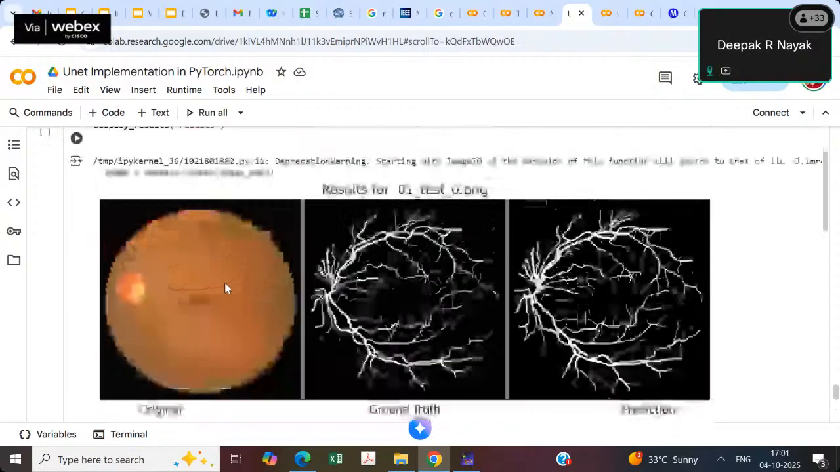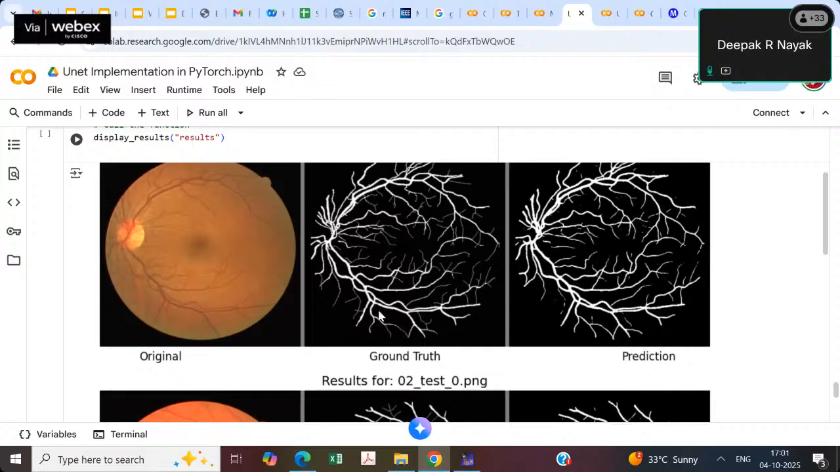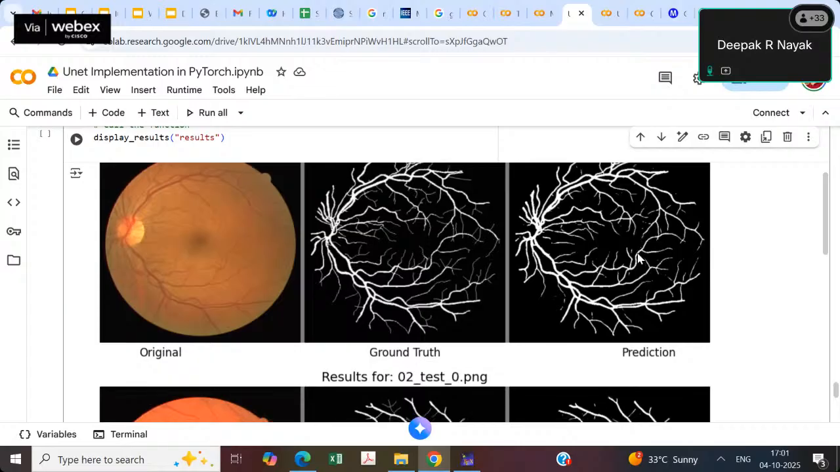Here are some of the results which I've obtained using only UNet. This is the original image. This is the ground truth, where all the retinal vessels present in this image are segmented. And this is the output of the normal UNet architecture, which we have just seen. There's no residual connection, no dense connection, no attention mechanism, nothing. Only UNet is giving us this kind of result. You can see there are a lot of branches which are still missing.